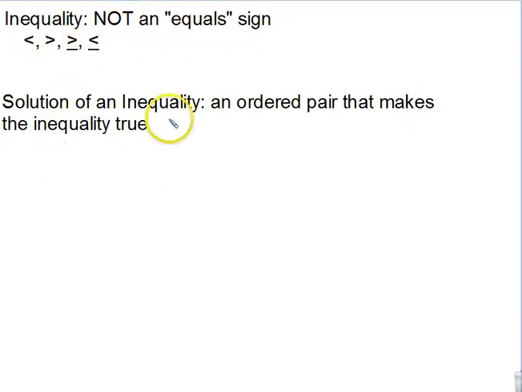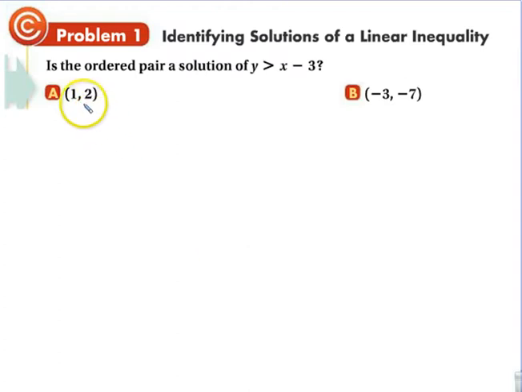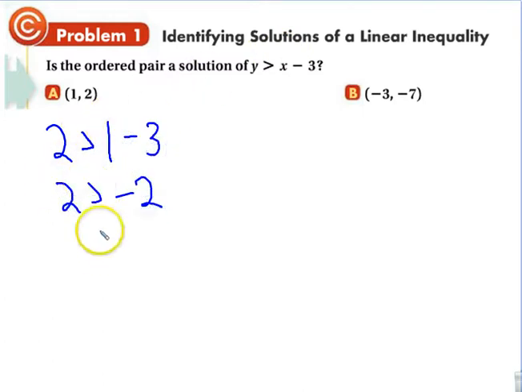A solution of an inequality in two variables is an ordered pair that makes the inequality true. So same stuff as normal. Okay. Does this work? Is this a solution of this inequality? Well, plug it in. Okay, so we plug in the 2 for y, and we plug in the 1 for x. If it's true, it works. So yes, that one works.